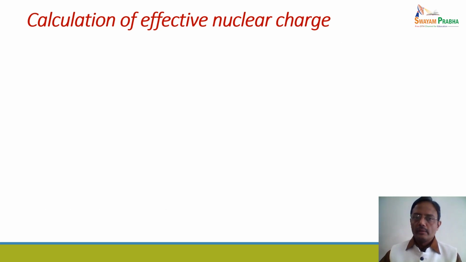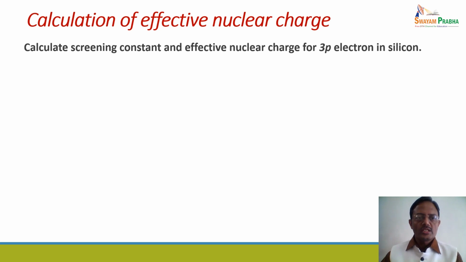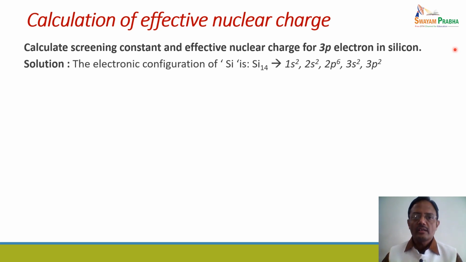Let us see another example where we will consider an electron in the p subshell. Calculate the screening constant and effective nuclear charge for the 3p electron in silicon. This 3p electron is the valence electron in silicon. We will follow the same steps as in the previous example. Let us start by writing the electronic configuration of silicon in a regular manner. Silicon with atomic number 14 has the electronic configuration 1s2, 2s2, 2p6, 3s2 and 3p2.